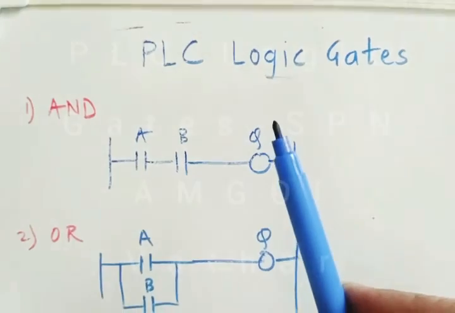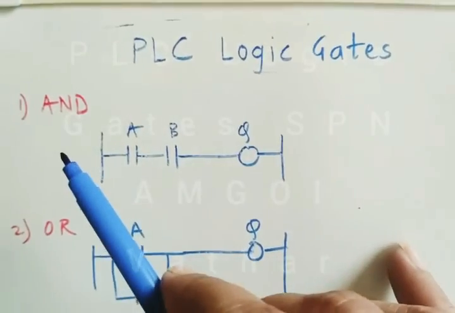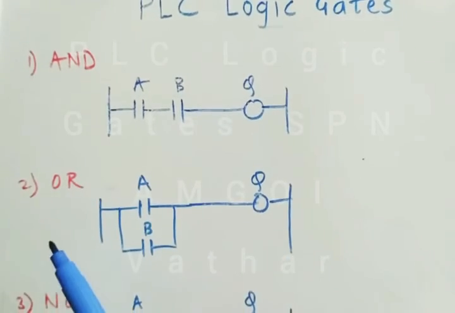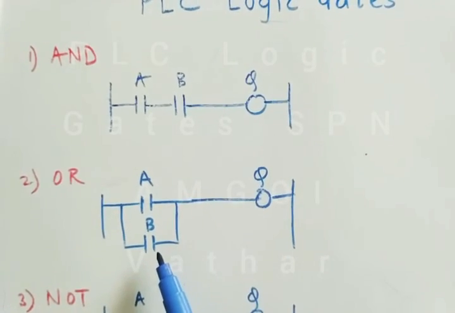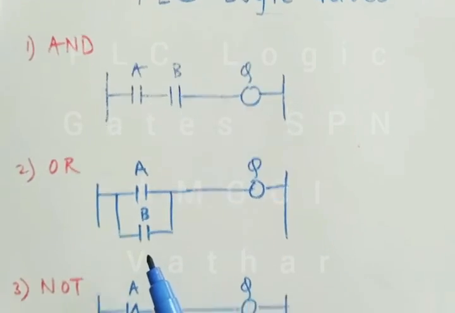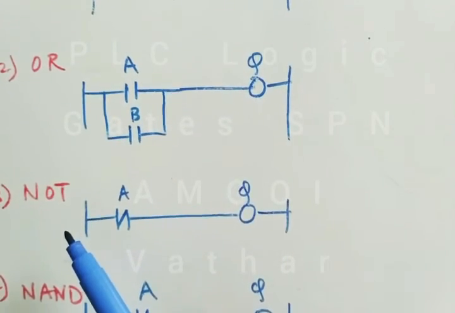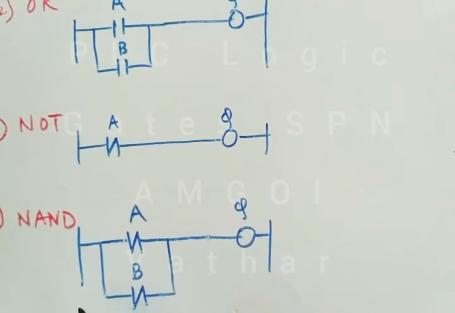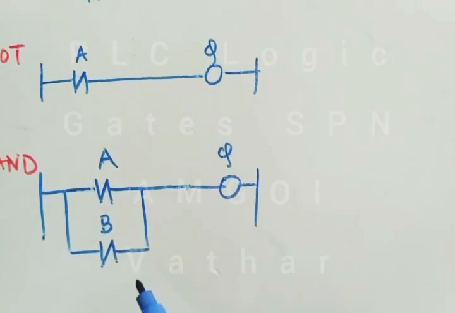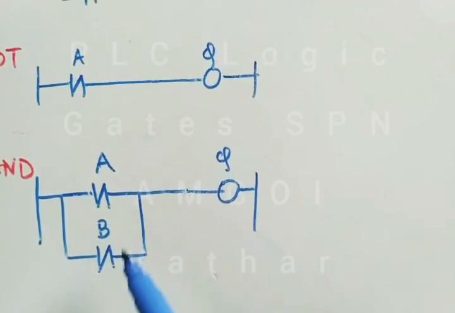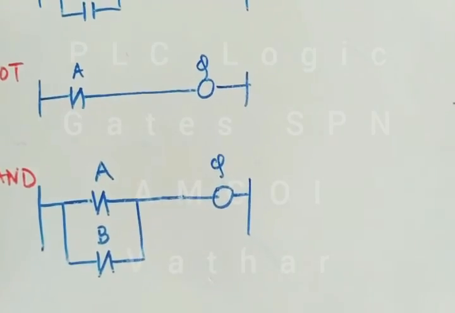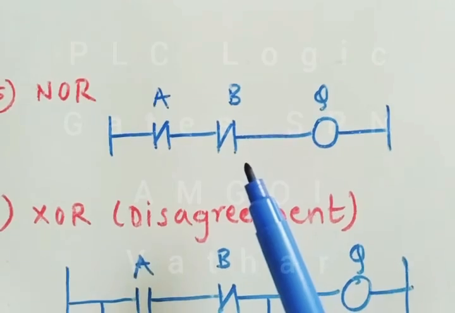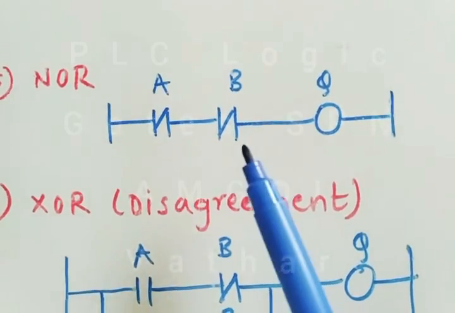Let us quickly revise the logic gates. The AND gate uses two normally open switches in series. The OR gate uses two normally open switches in parallel. The NOT gate uses a normally closed switch. The NAND gate uses two normally closed switches in parallel. The NOR gate uses two normally closed switches in series.